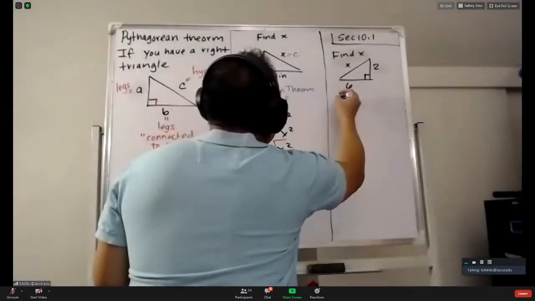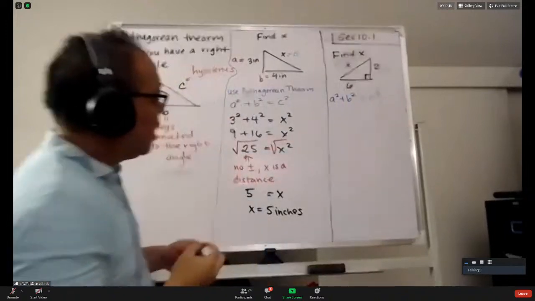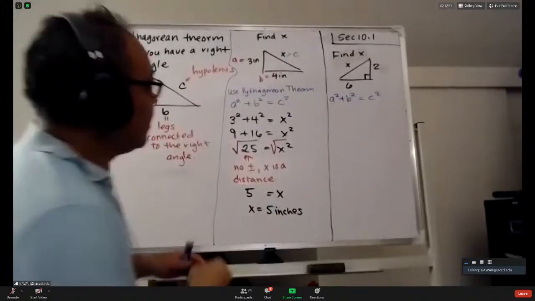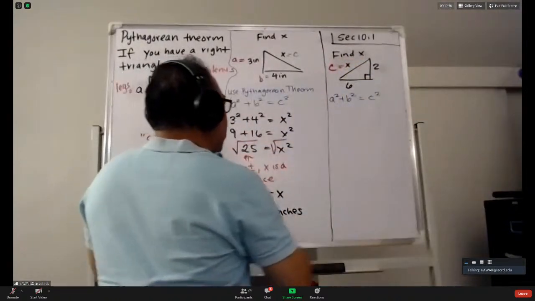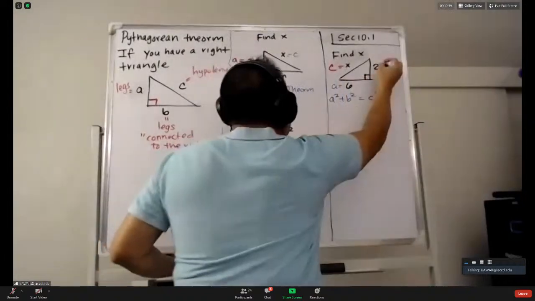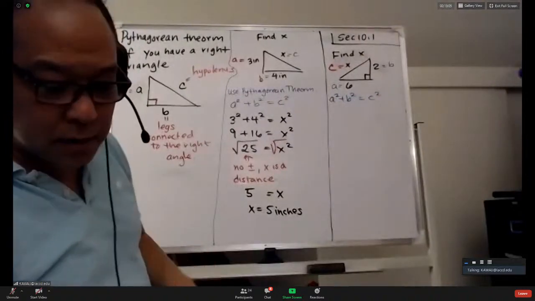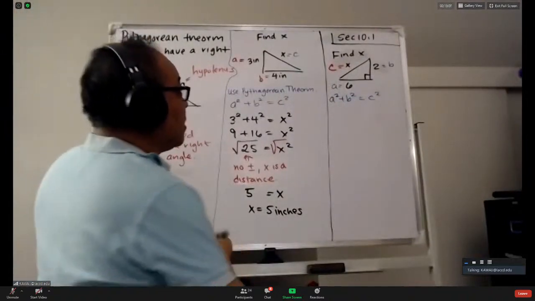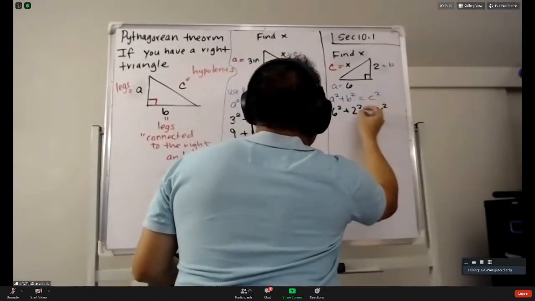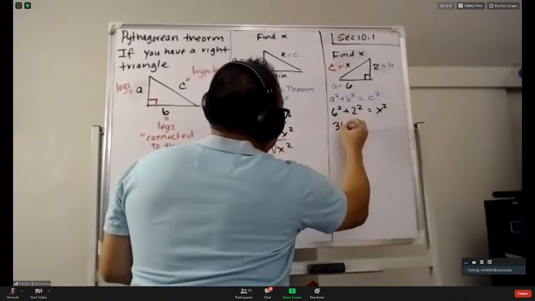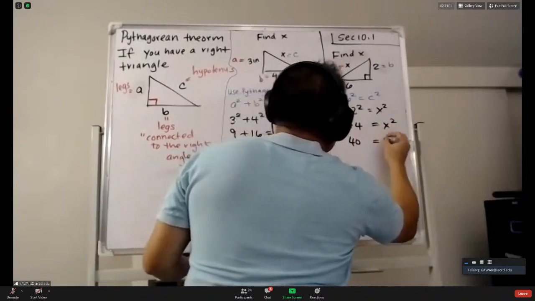So we have a squared plus b squared is equal to c squared. I know that no matter what, my hypotenuse has to be c, and these other ones could be a or b interchangeably. So if you made this one a and you made that one b, no big deal, it still works. So we get 6 squared plus 2 squared is equal to x squared. So 36 plus 4 is equal to x squared. 40 is equal to x squared.